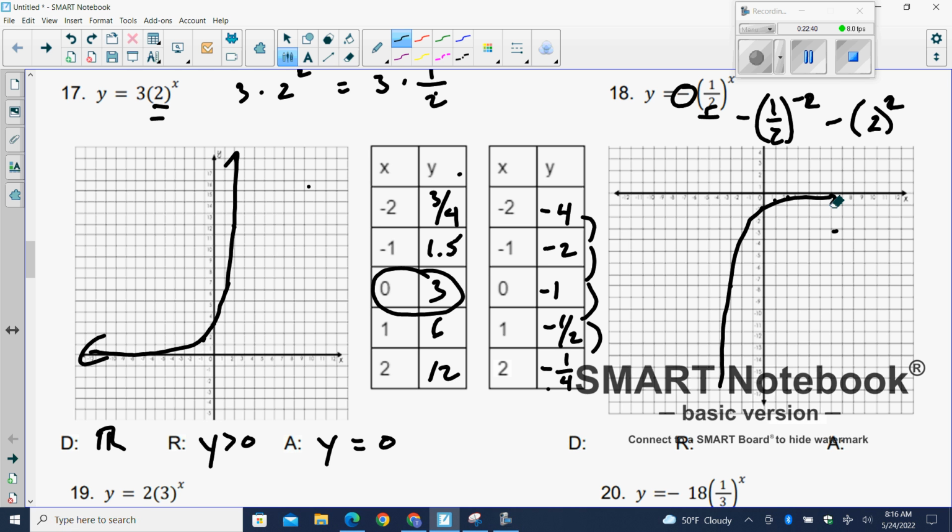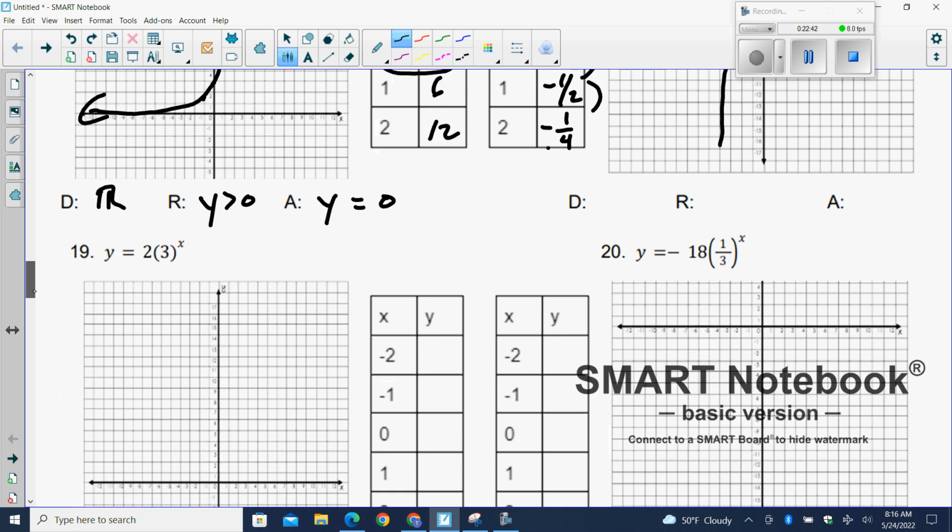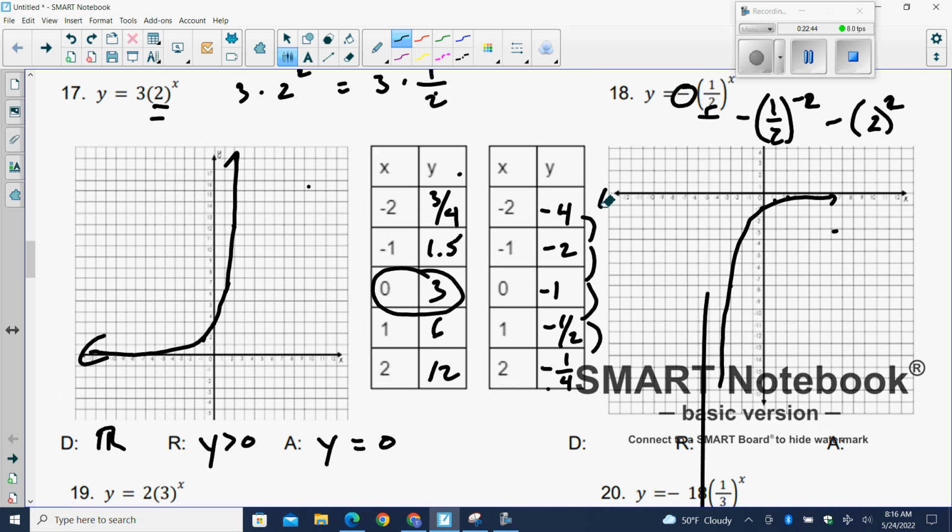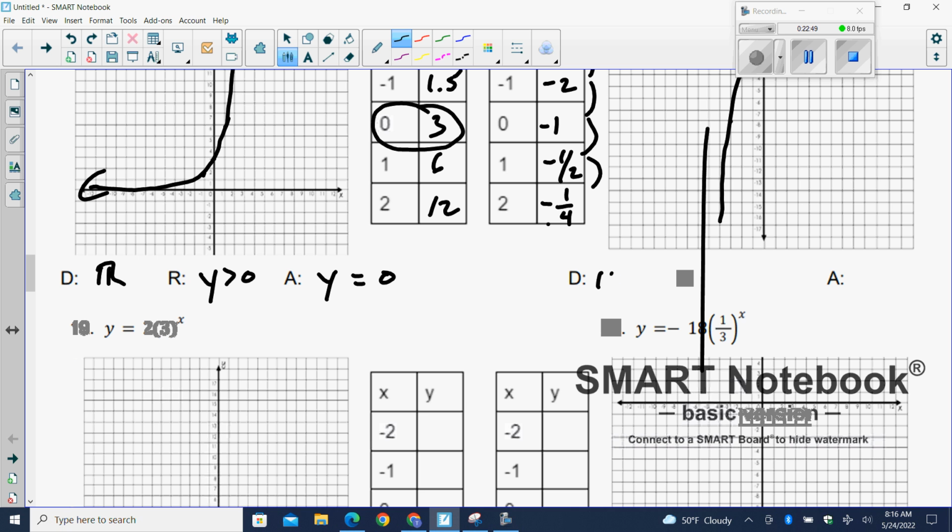All right, domain. Domain is all real numbers. Range, nope, let's do asymptote. Asymptote is y equals 0.